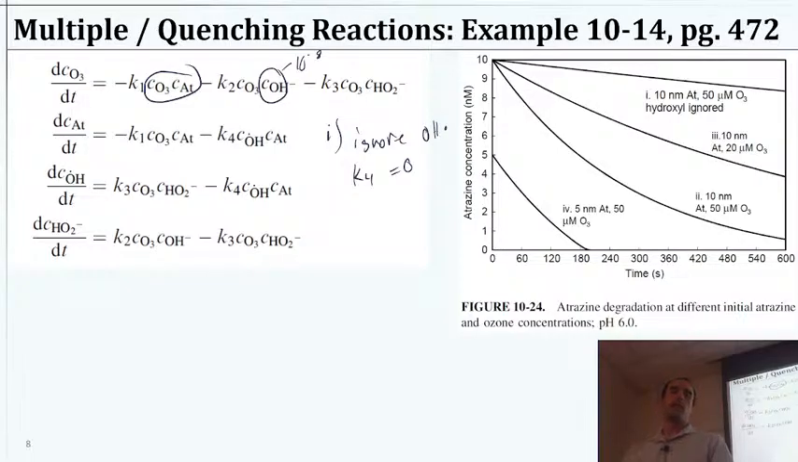Yes, yeah, I can do that. And I'll see if I can add a little bit to it and perhaps make it work if I can do so in a short amount of time today. Really what we're doing is every time step we are calculating a new concentration of ozone, a new concentration of atrazine, a new concentration of HO2 minus, and a new concentration of hydroxyl radical according to these equations.